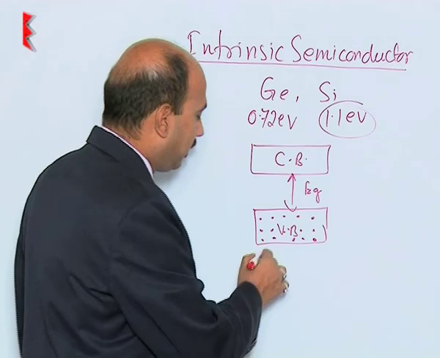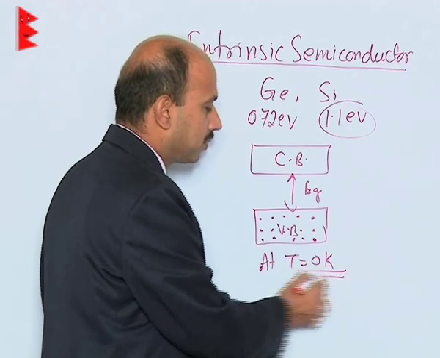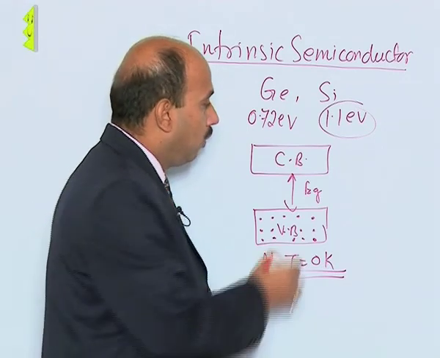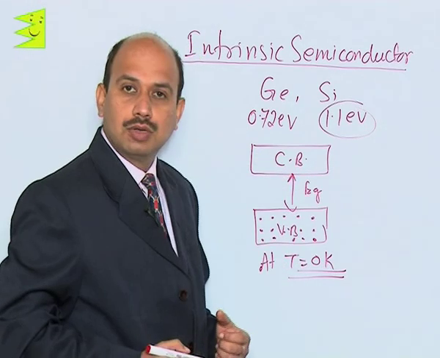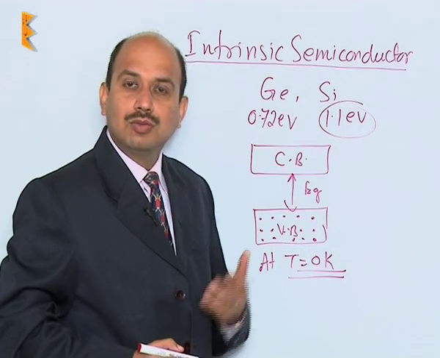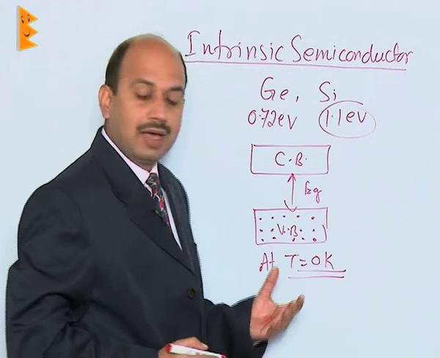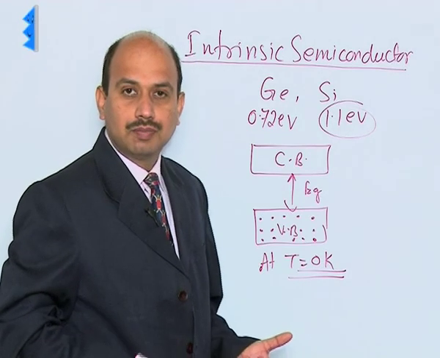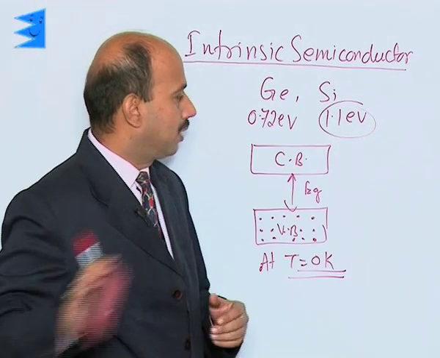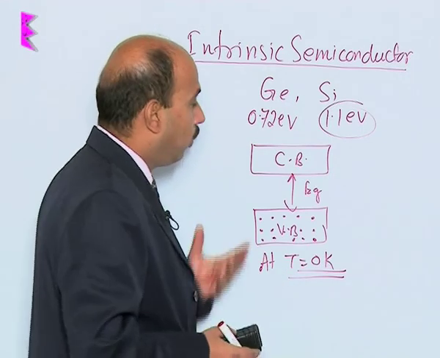Now at T equal to 0 Kelvin, there are no free electrons in the conduction band. So, this semiconductor acts as an insulator. So, a semiconductor at 0 Kelvin acts as an insulator. Now, look at the other part here. If you give some temperature, if you give some energy, then what happens?